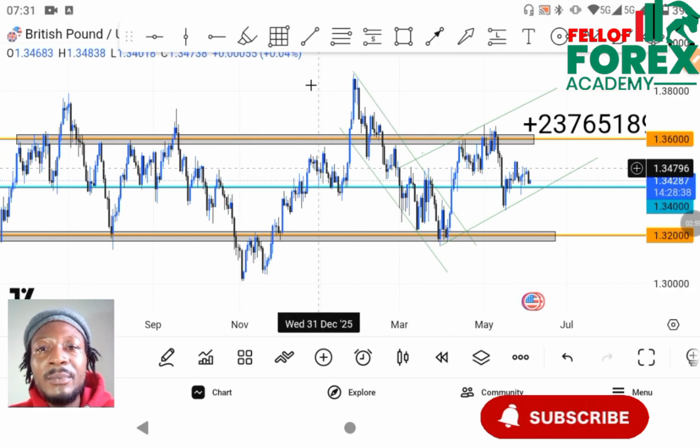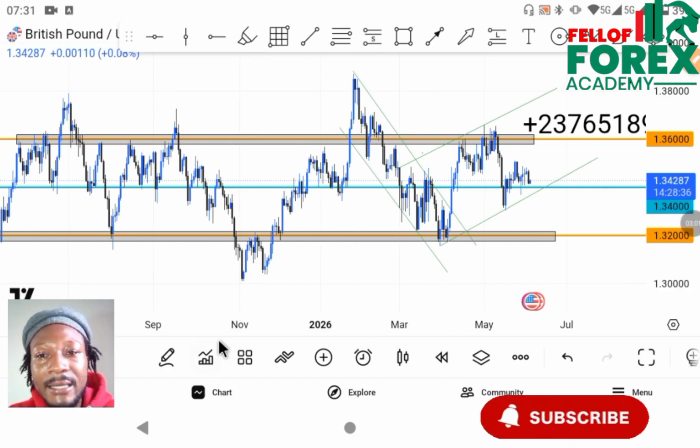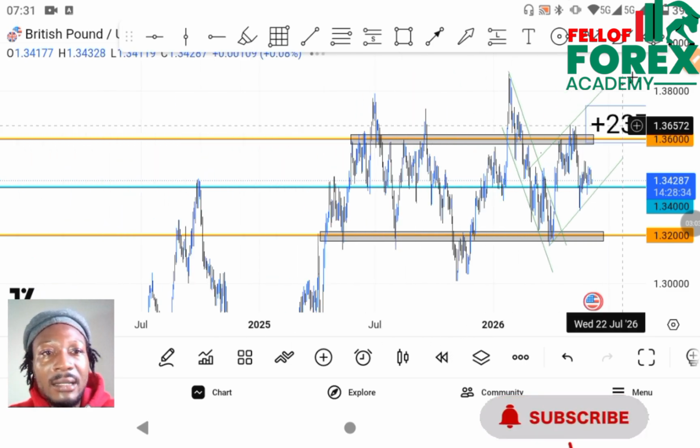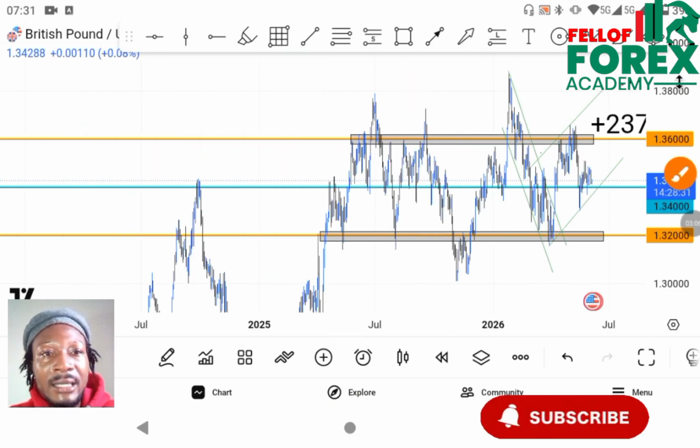That being said, we have been looking at this chart for some time, and we know that the overall bias on the daily is bullish. And let me show you why we see it that way.